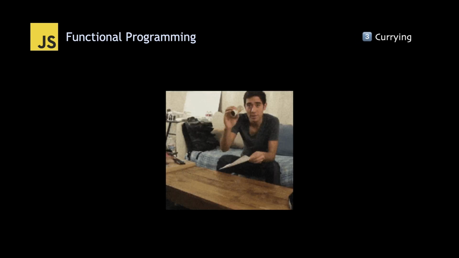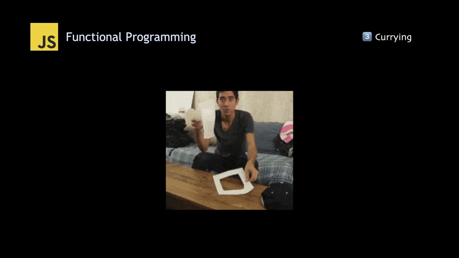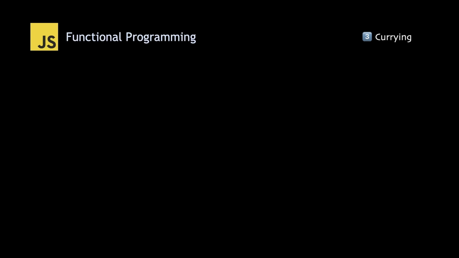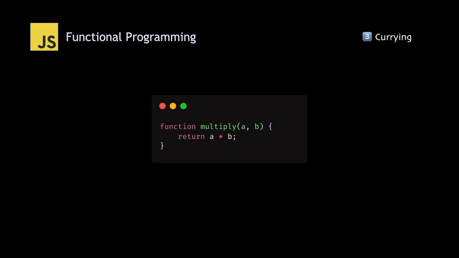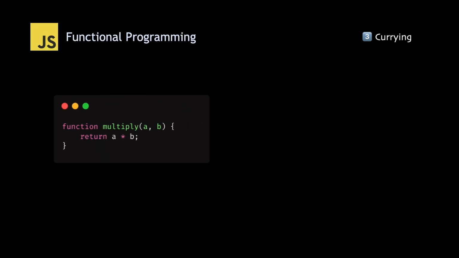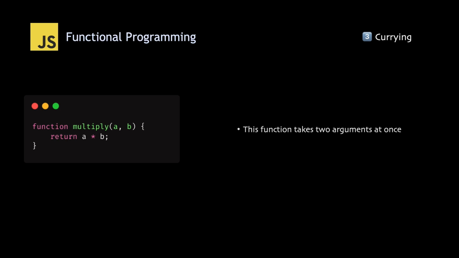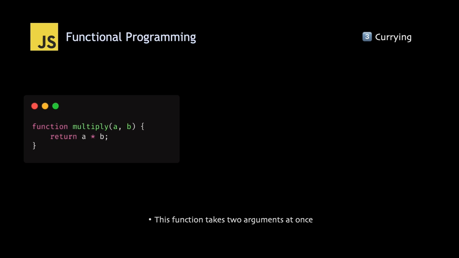Currying. It's like magic. You can make functions that return other functions. So what's happening here? This function takes 2 arguments at once, which is straightforward but not flexible for partial application. So now we follow the currying concept.